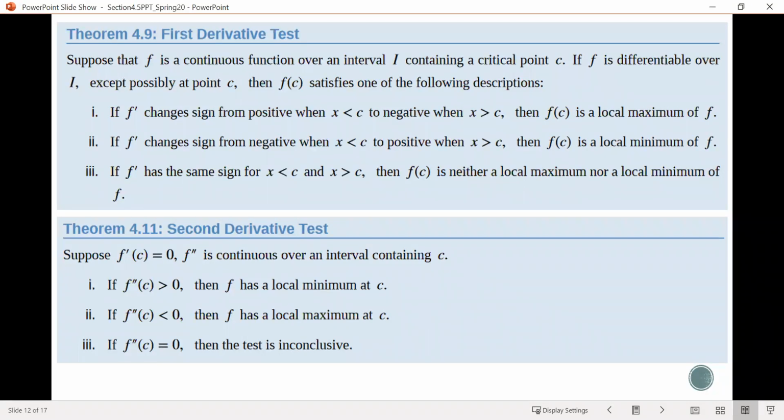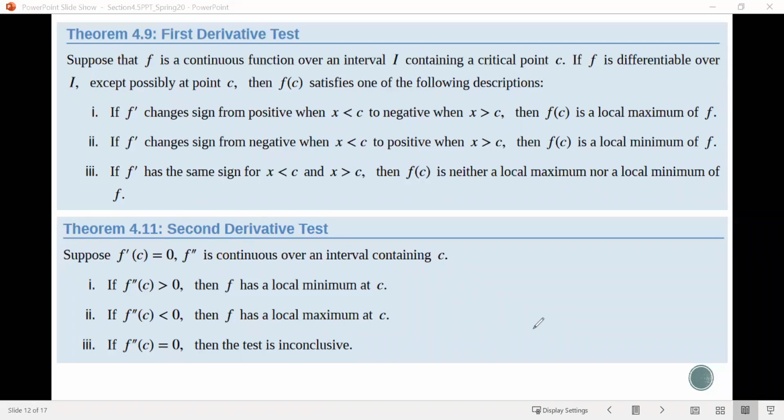Now, I will say you have to know how to use both. However, as you've probably figured out, the second derivative test will often be easier. However, also note the second derivative test is only good for critical values where the first derivative equals 0. So if you have a critical value that comes from a place where the first derivative is undefined, then you'd have to use the first derivative test.